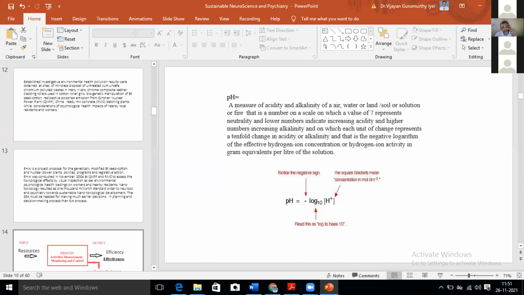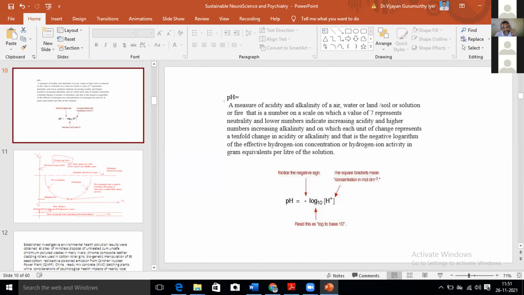pH. pH is a fundamental of these psychiatric and neurological problems. It is a measure of the negative logarithm of hydrogen ion activity. It is also concerned with the TDS in the brain, total dissolved solids in the brain.